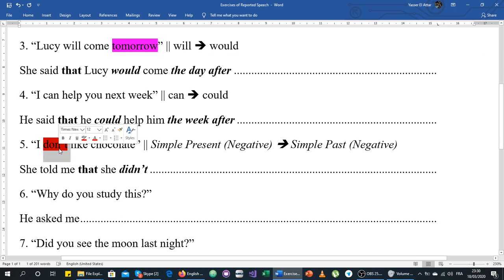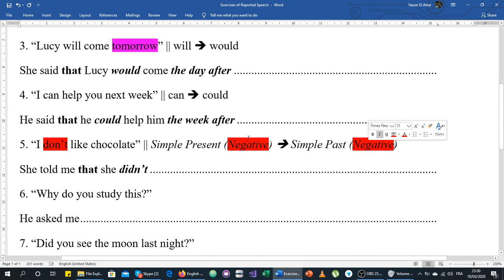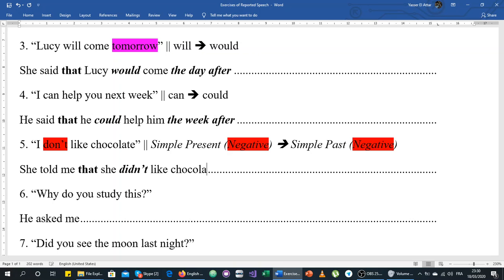We stopped at don't. So this one is in the simple present, but in the negative form. And so the simple past also should be in the negative form. So what is the negative form of the simple past? It is didn't. Didn't plus the verb in the infinitive, which is like chocolate. That's it. That's the sentence.